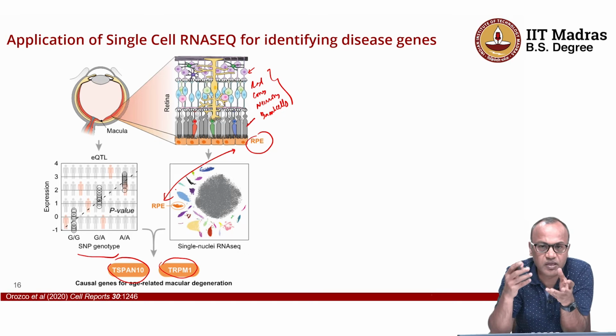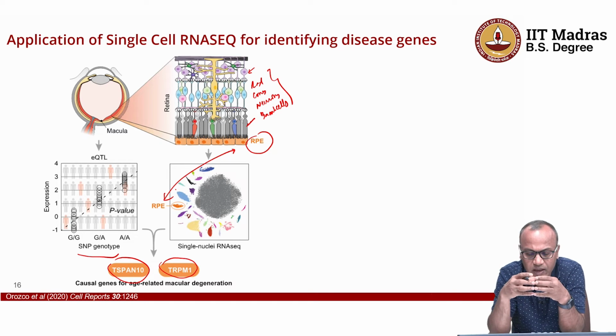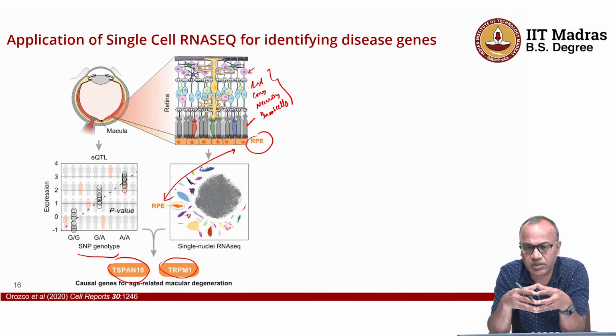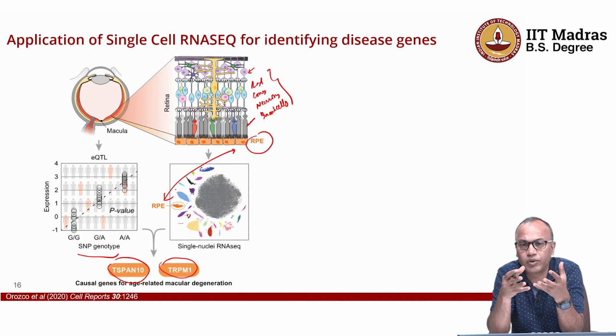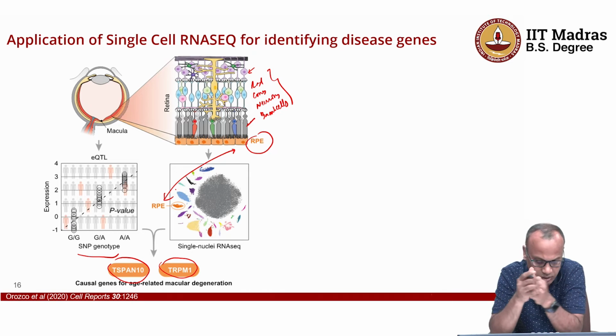So this means that you not only have the ability to tell what genes are getting affected or what genes are causing the disease, but you also know in which cell their effect is being manifested. So you can be a lot more targeted in doing your treatments.